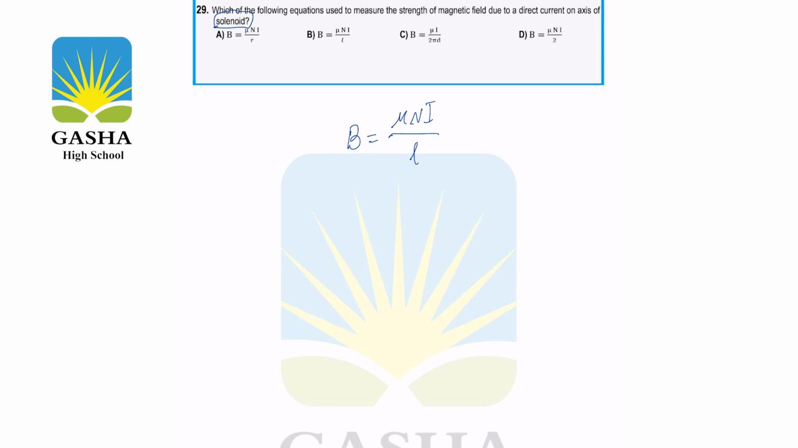If you forget it, you have to know that magnetic field is always directly proportional to the magnetic permeability, number of turns, and current, always. And in a solenoid, because we have length, you have to know that it's inversely proportional to L, in case you forget the rule. Okay, so that makes B the correct answer.